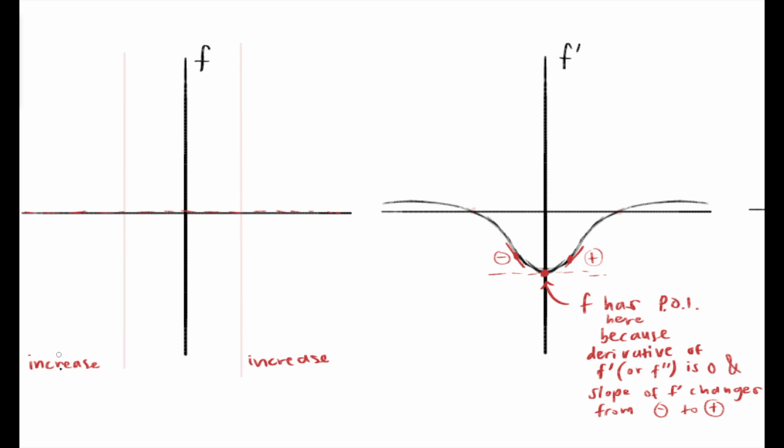F would increase where f prime is positive, which would be here, and f would decrease where f prime is negative, which would be over here. F will change from concave down to concave up at the point of inflection. And we need to make sure that f approaches 0 as x approaches positive and negative infinity because there is a horizontal asymptote at y equals 0.